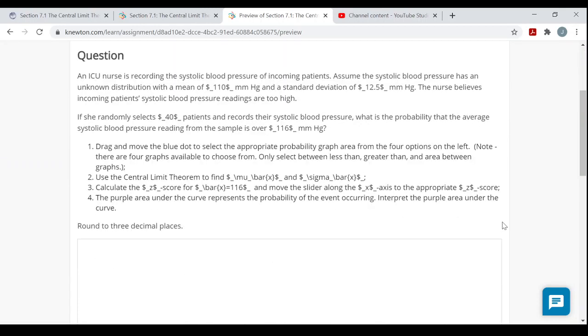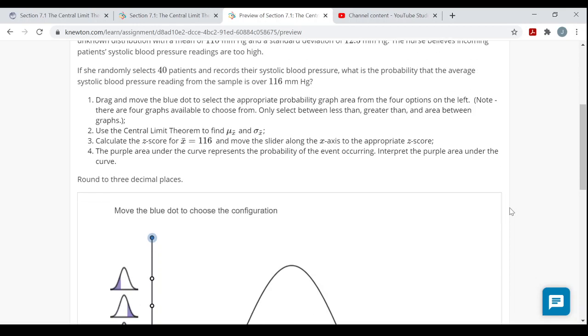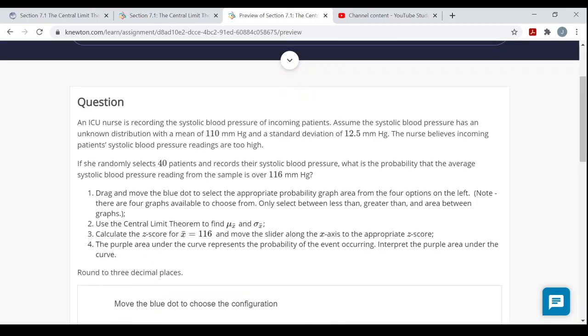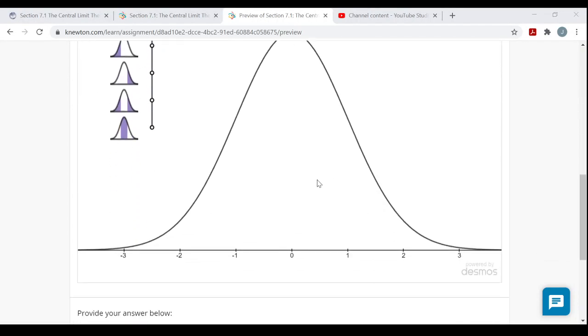All right, this one's a drag. So I can't really cheat through this one. This one's going to be moving some things around.